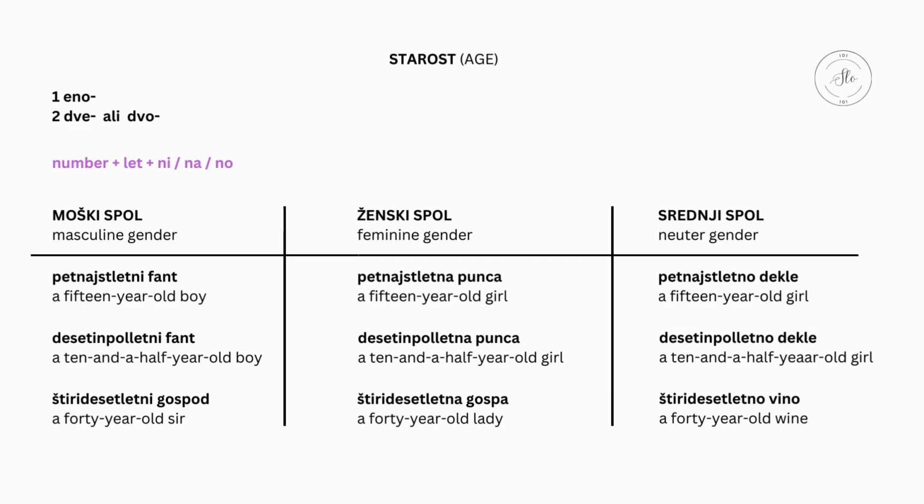I will read through the examples. 15-letni fant, 15-letna punca, 15-letno dekle, 10,5-letni fant, 10,5-letna punca, 10,5-letno dekle, 40-letni gospod, 40-letna gospa, 40-letno vino.